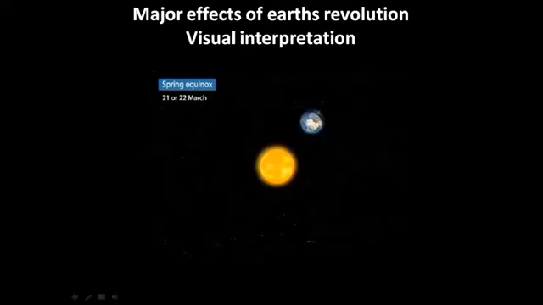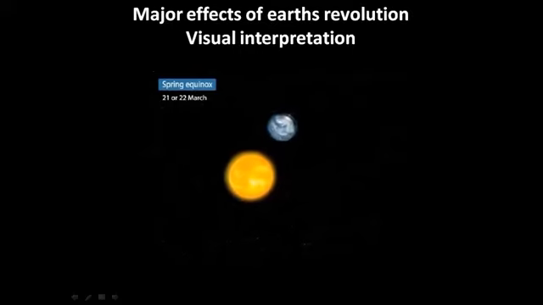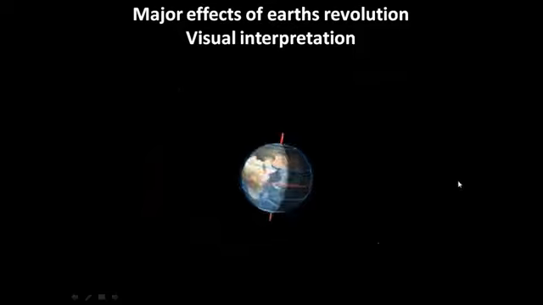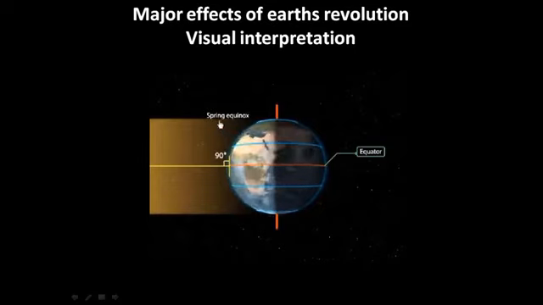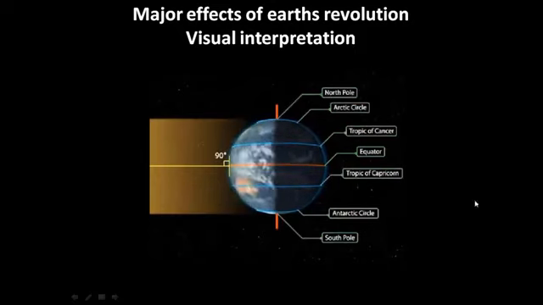Spring equinox, 21st or 22nd March. As you can see, the direct sunlight is falling on equator at 90 degree angle. Northern hemisphere will experience spring equinox and southern hemisphere will experience autumn equinox.